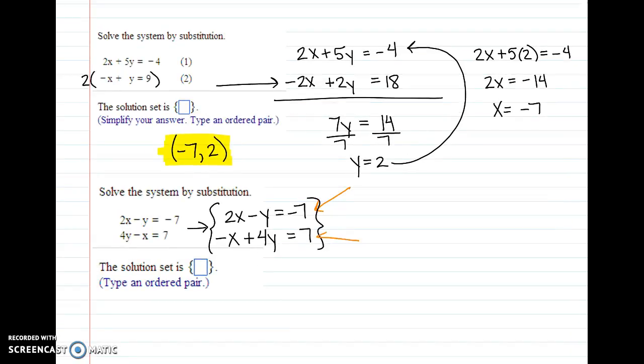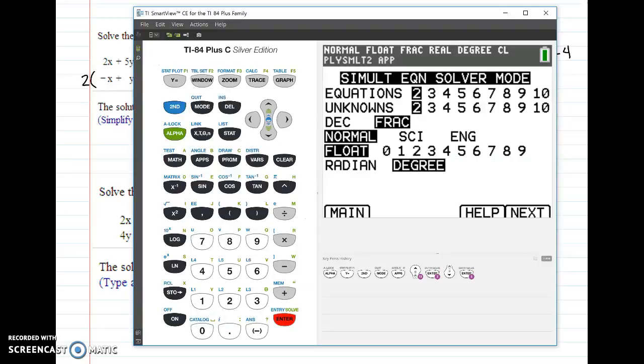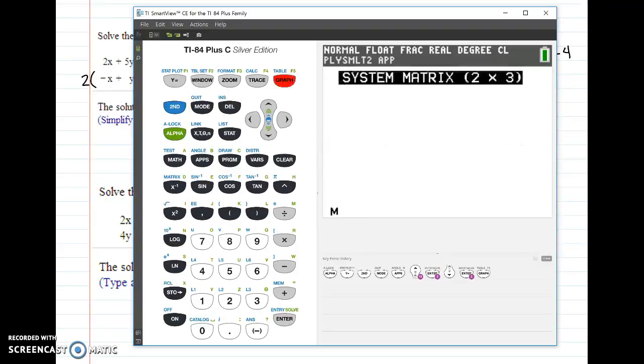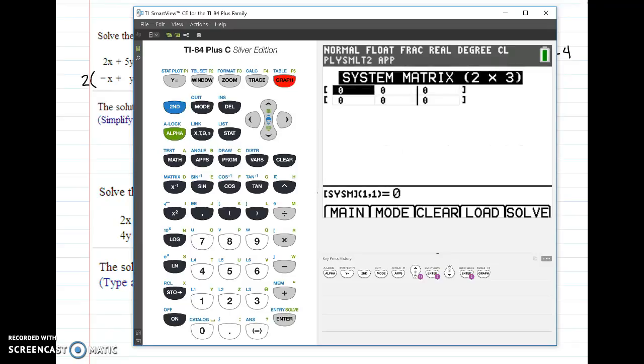Here's an equation, and 2 unknowns, that means variables, x and y, okay? So I want fractions, so I want next, so I'm going to hit this button up here, okay? And then system matrix. This asks me to type in what my coefficients are.